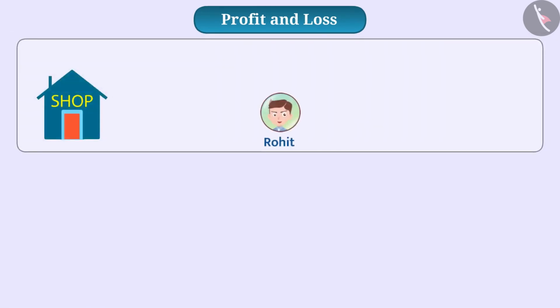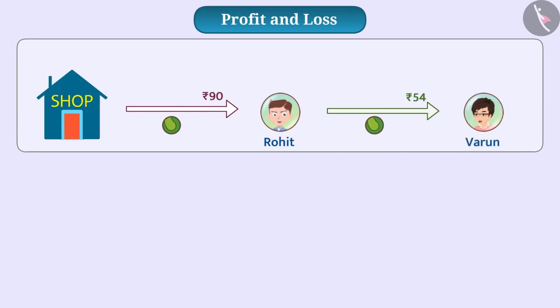Suppose Rohit bought an item for Rs 90, but due to some reason, he had to sell the item for Rs 54. Here, the cost price is 90 rupees and the selling price is 54 rupees. Now think, did Rohit earn profit in this situation? Think. No, not at all. Since the cost price of the item has not been fully recovered in this transaction, Rohit will not be benefited here. Instead, he will be at a loss.